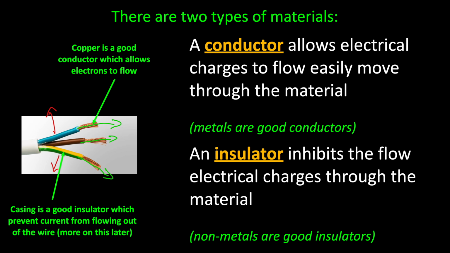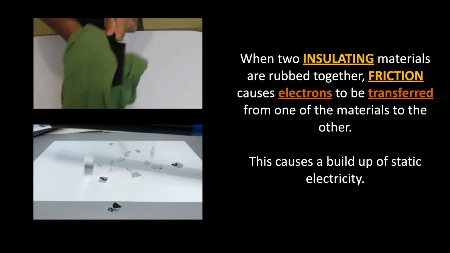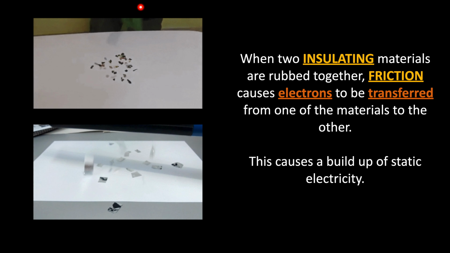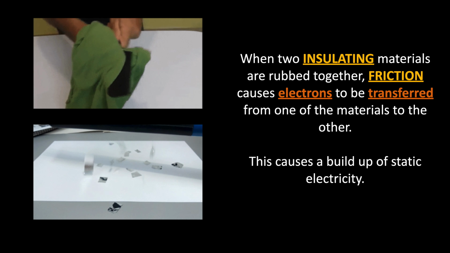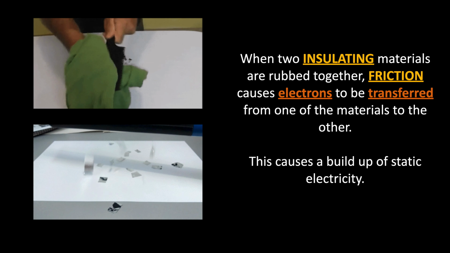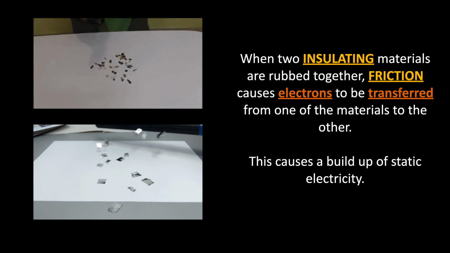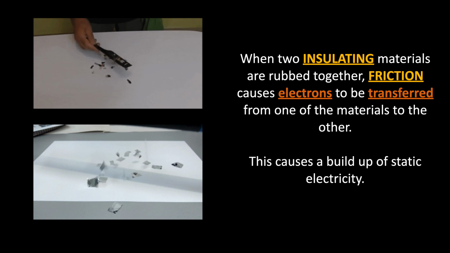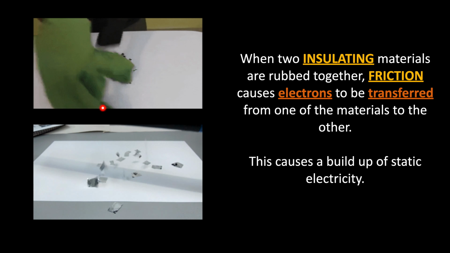Based on this, we can see that insulators do not allow charge to flow. They force charge to build up. Therefore, insulating materials are considered when thinking about static electricity. In fact, when two insulating materials are rubbed together, like we can see here, this friction causes electrons to be transferred from one material to the other. So in this case, electrons are transferred from the cloth to the comb. And this causes this comb here to become charged. This allows static electricity to build up, and it allows the comb to pick up these pieces of paper.